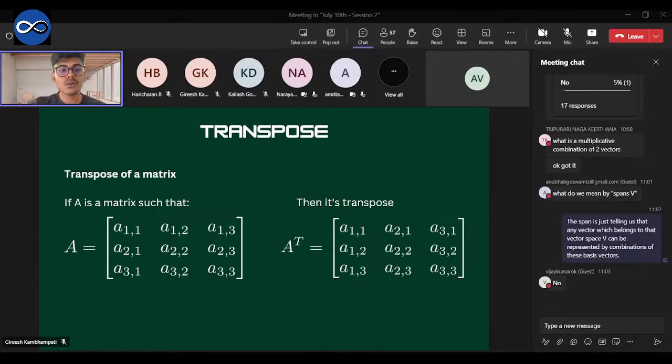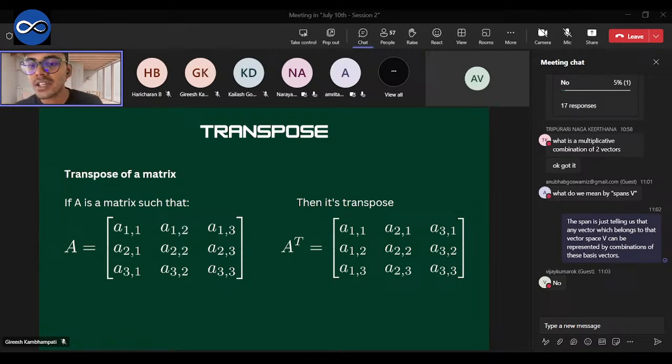I'm flipping it. So A21 will now be A12. That is, the element which was in A21 will be shifted to the place of A12. And the element which was in A12 will be shifted to A21. So you're just interchanging the positions of the elements.